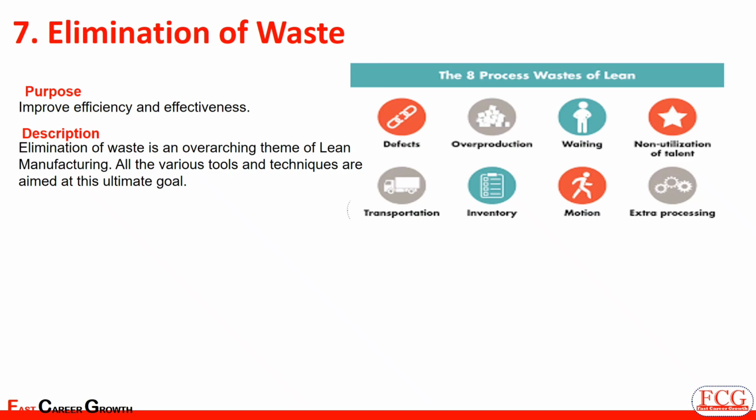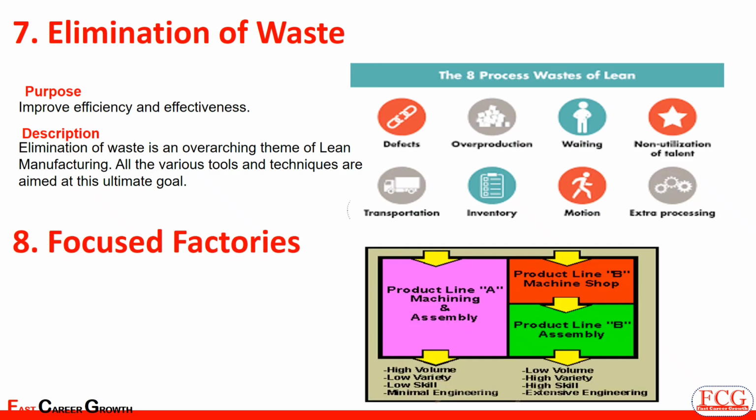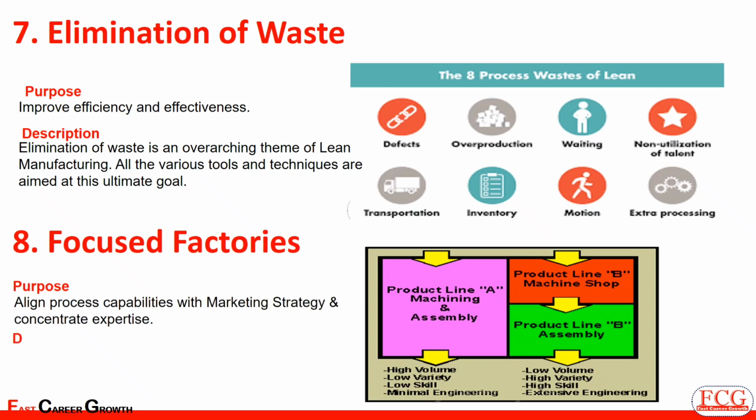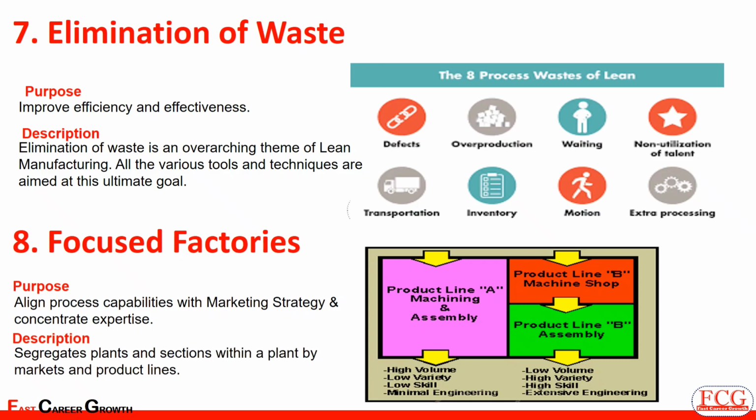Eighth lean manufacturing tool is focused factories. Align process capabilities with marketing strategy and concentrate expertise. Here a highly efficient manufacturing facility is designed to create a limited set of products at minimal cost and a high rate of throughput. The typical focused factory is designed to produce in high volume, and may have a substantial fixed asset base. Segregates plants and sections within a plant by markets and.